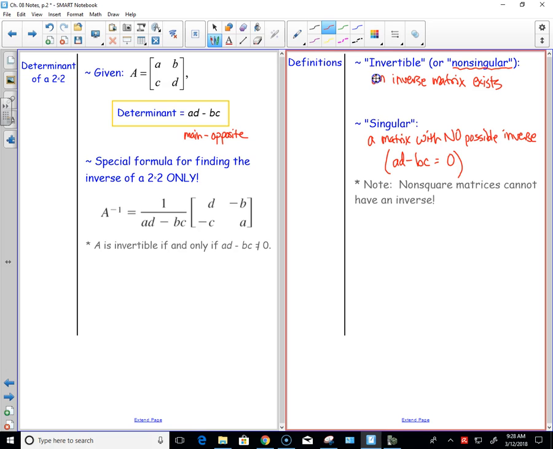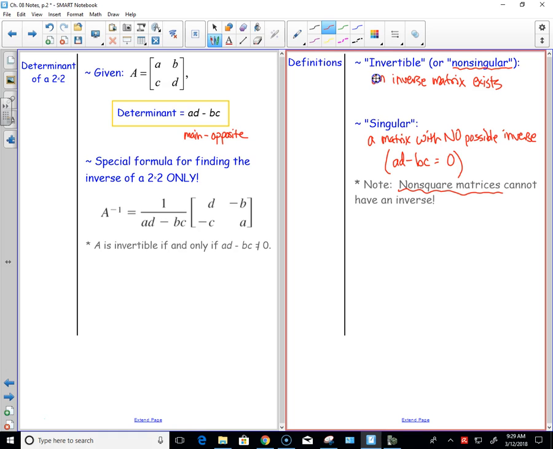Here's one other quick note at the very, very bottom. Non-square matrices will never have an inverse. Non-square matrices are always singular. The only ones that can possibly be undone are the square ones. The 1x1s, the 2x2s, the 3x3s, the 4x4s, and beyond are the only ones that can even possibly have inverses.